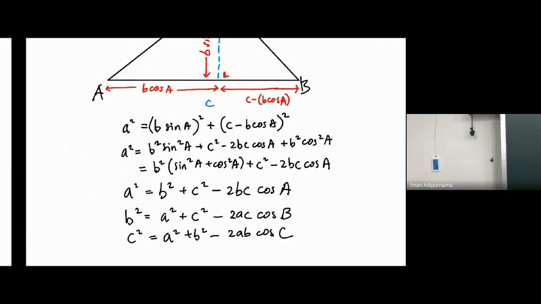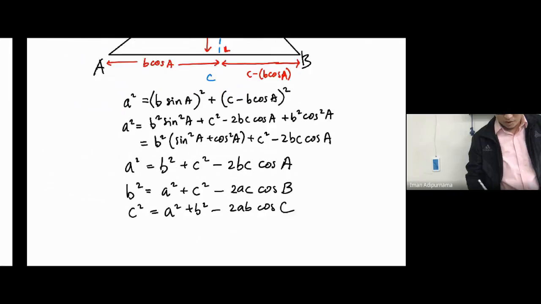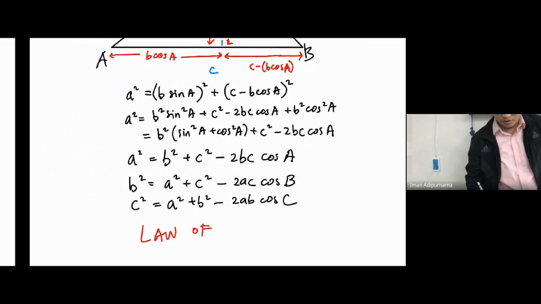Actually, you will see the pattern when you understand how to derive this formula. So this is a, this is b, and this is c. The angle should be the one in front of the side. That's how you try to understand the concept, not just memorization without any concept. So this is what we call the law of cosines.